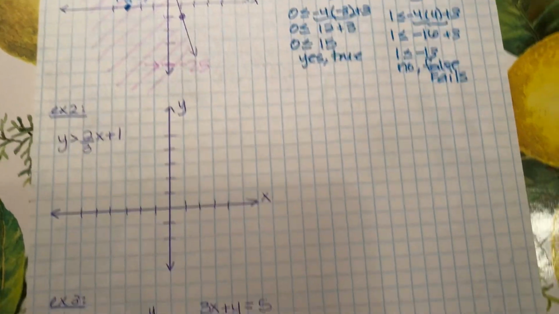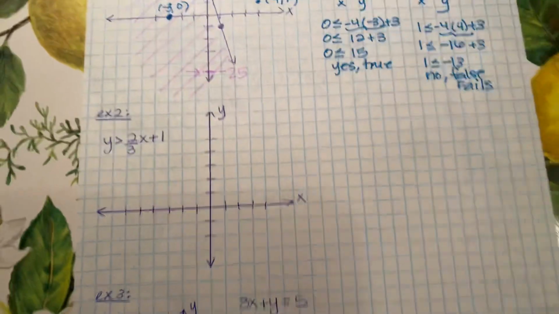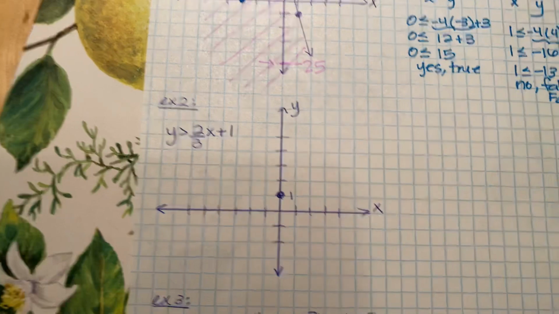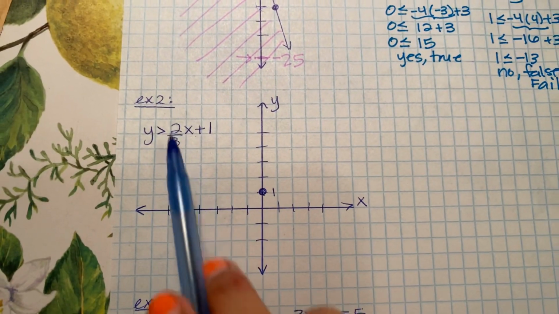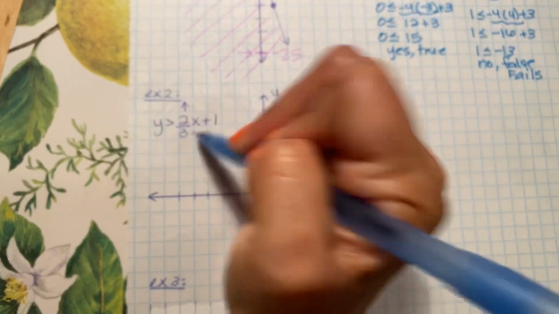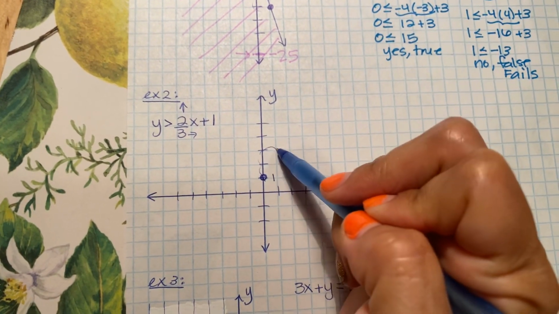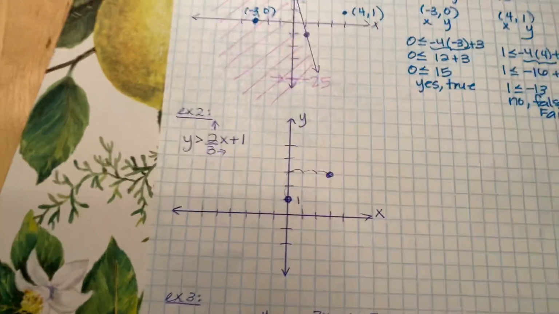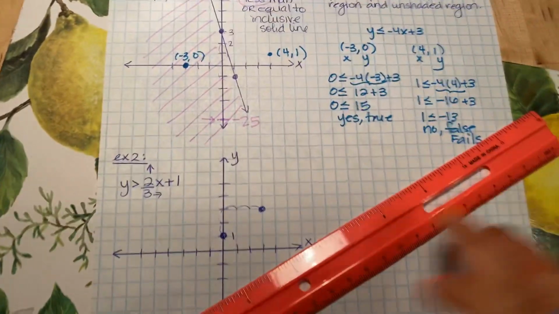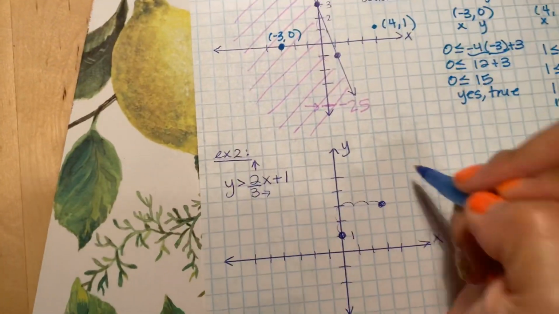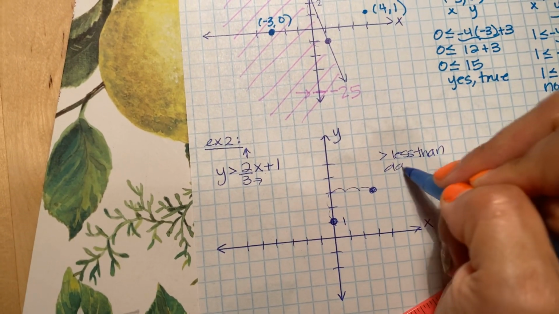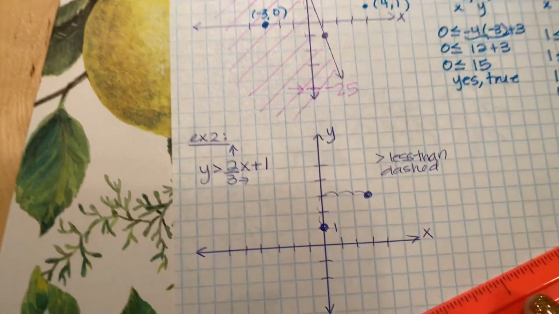Okay, so let's move on to another one. Here we go. My y-intercept is positive 1. So here's my positive 1. My rise over run is 2/3. It's positive, so I'm going to go up and to the right. Up 2, right 3. So 1, 2, 1, 2, 3. Now I'm going to get my ruler. Here's my inequality. It is less than. There is no equal sign, which means it is a dashed line, right?